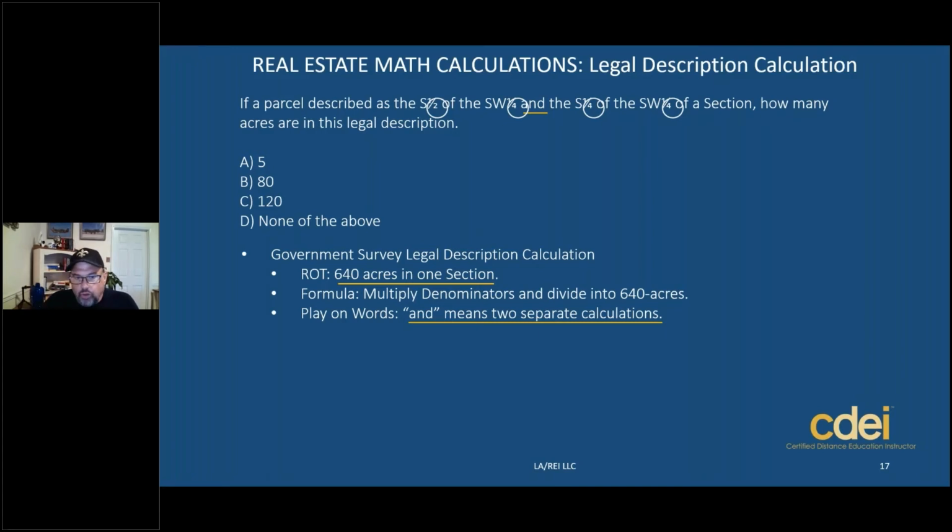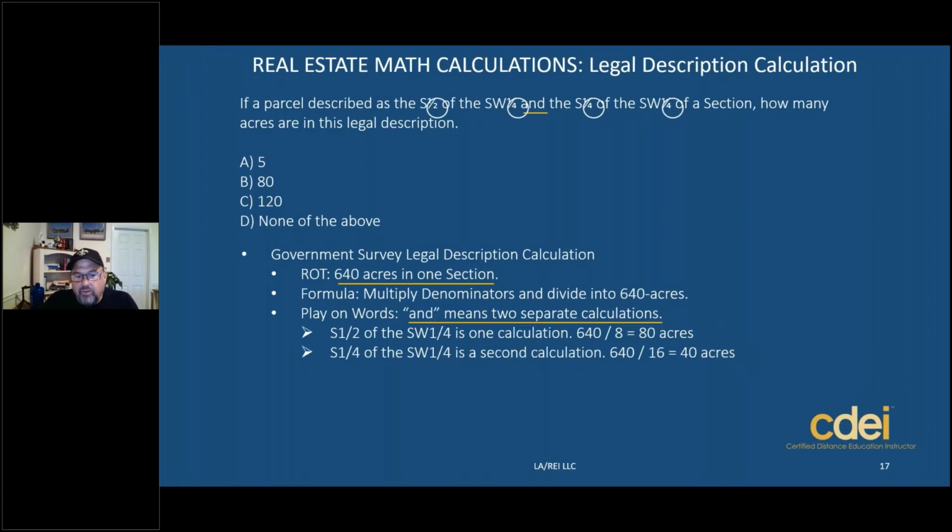In other words, you're going to work out the south 1/2 of the southwest 1/4 as one calculation, and that's to the left of the word "and." So if you take the denominators and multiply them together, you can see 2 times 4 is 8. I take 8 divided into 640, I get 80 acres. That's one side of the "and."